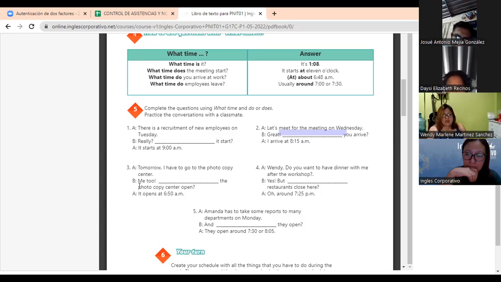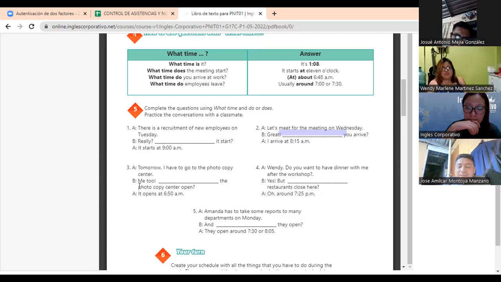Tomorrow, I have to go to the photocopy center. Me too. What time? Tercera persona. What time does the photocopy center open? It opens at 6:50 a.m. Correct. Thank you, Wendy. Number four. Ocupamos dos preguntas más. Number four and number five.